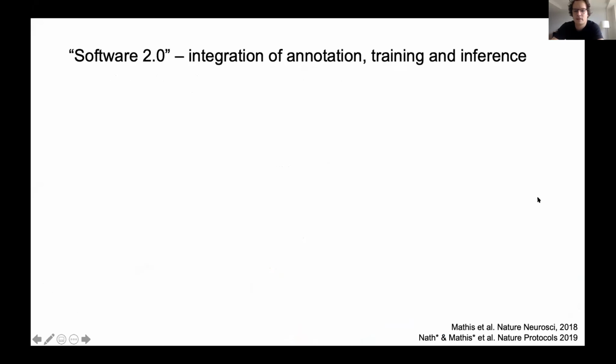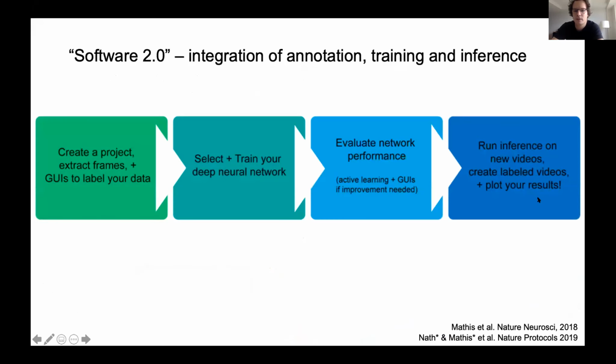So let me delve right in. As Mackenzie was alluding to, DeepLabCut falls into this bigger picture of software 2.0 that is really crucial for many, many applications, like autonomous driving and all this modern AI stuff. Essentially what is new about this, and why people call it software 2.0, is that you have an integration of annotation data, training, and inference in one platform.